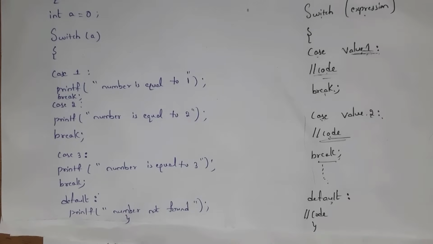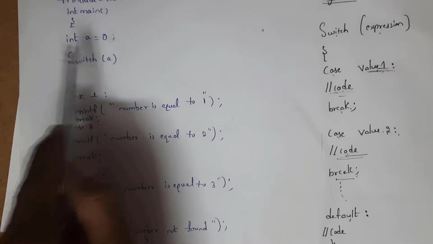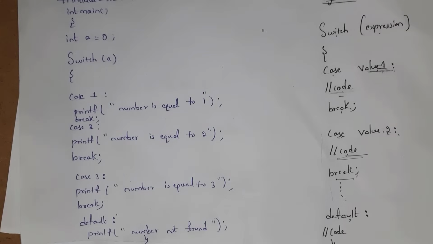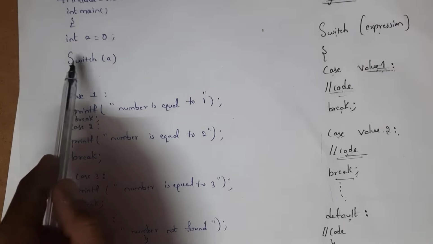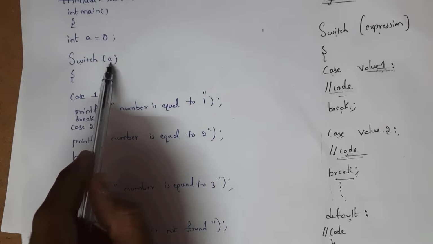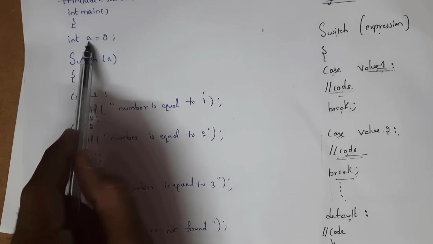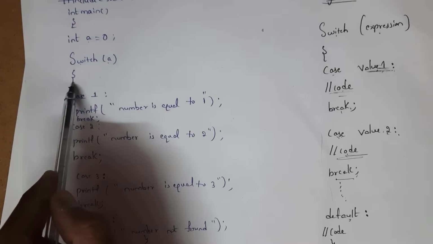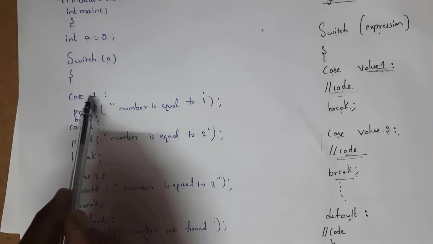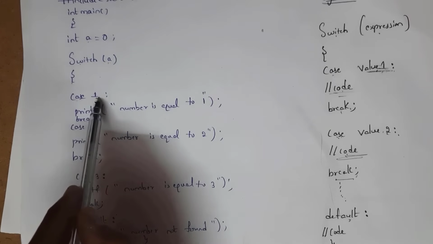Guys, I will give one program so that you can clearly understand what is switch statement. Here I took int a equal to 0. I gave the value of a as 0, and after that I took switch. Inside brackets I gave the variable name. Here I took variable name as a. Open bracket. Here I took case 1. This is nothing but value. I took value as 1.